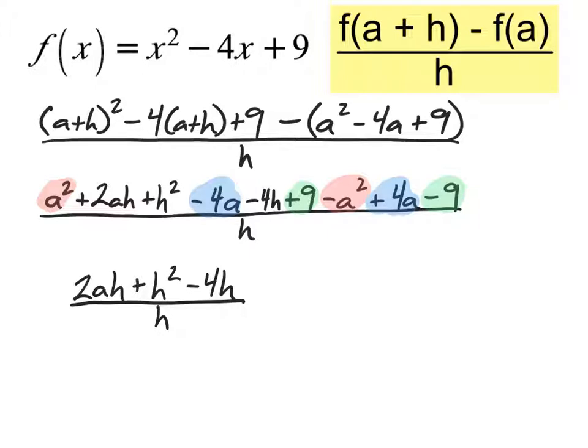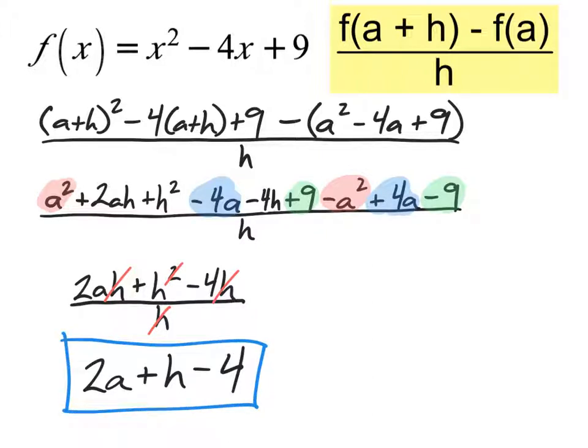All right, the last thing we're going to do here is simplify that down, which means canceling h out of every single term on both the top and the bottom. And so we end up with a final answer then of 2a plus h minus 4. And so that's what the whole difference quotient worked out to be here. And again, remembering what this is useful for.